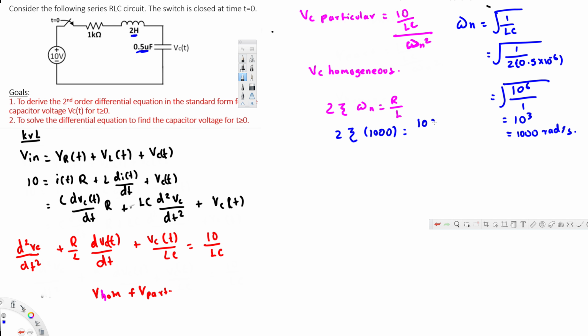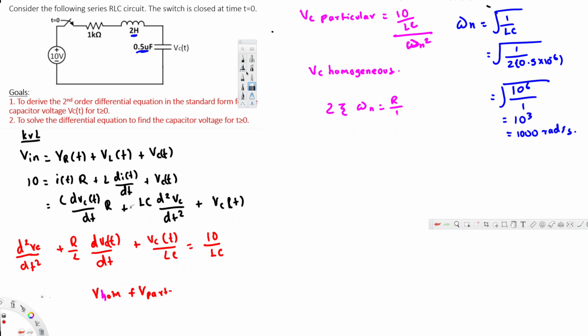Kilo ohm is 1000, so this is going to be 1000 divided by the inductance, that's going to be 2. From this one we can see these two are going to cancel each other, and we are going to have, okay, there's something wrong. 2 zeta times, let's see what's the mistake. Oh, this one should be multiplication, right? 2 zeta omega n equals R over L. Okay, let's rewrite this one. Here we go.